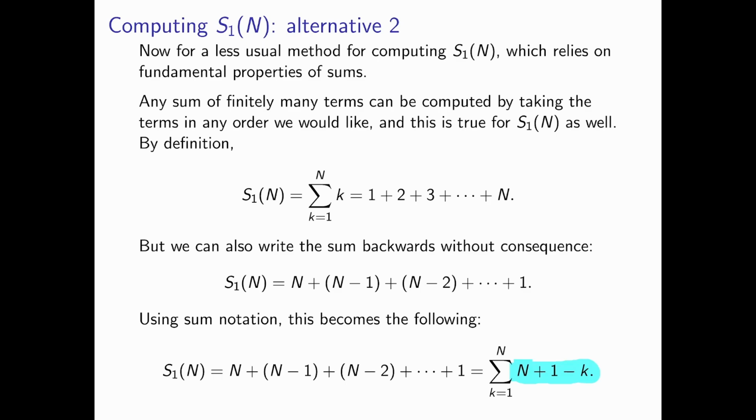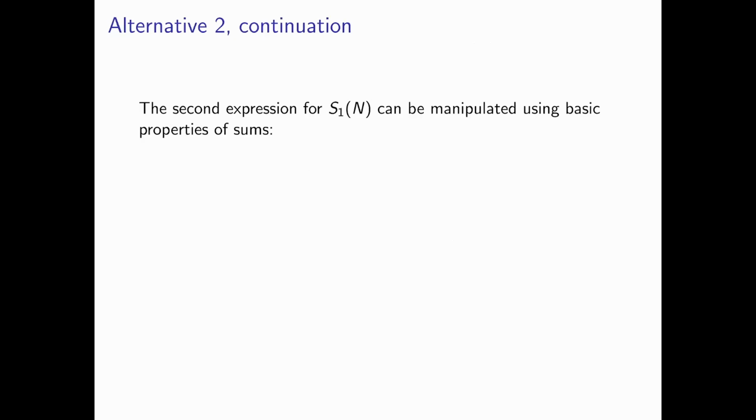But what's the big deal here? Well, now we can actually start computing this sum using some fundamental properties of sums. So here we have s of 1 of n is equal to this expression using sum notation, but we can just split this sum up into two separate sums as follows. So now we have that the sum, as k ranges from 1 to n of n plus 1 minus k, is just the sum as k ranges from 1 to n of n plus 1 minus the sum as k ranges from 1 to n of k.